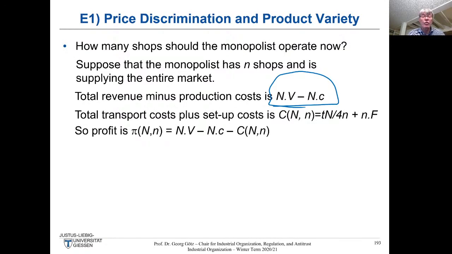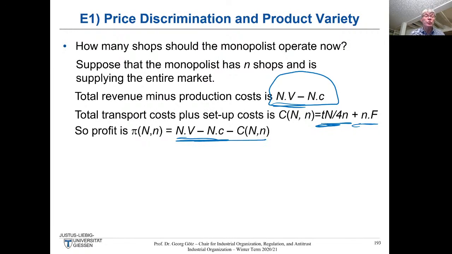You serve everyone, so this is just given. And the total transport cost plus the setup cost is just, remember, this was the Tn/4n plus the Nf. This is exactly the same as what the monopolist had, because you just cover what the social planner covered. And so your profit is simply this here.